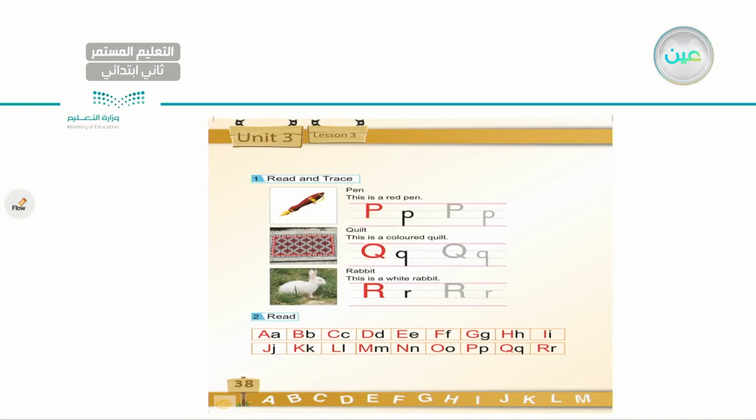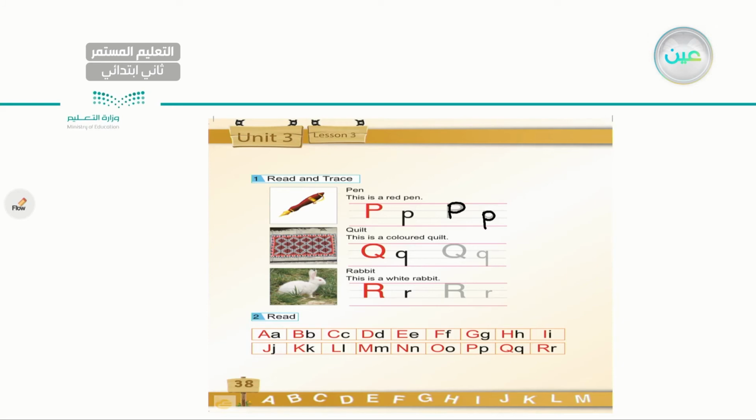Now, have your books ready at page 38, and let's go ahead and introduce our three letters. Unit 3, Lesson 3, read and trace. First letter, P. I have capital P and small p. Pen. This is a red pen. Go ahead and trace the P, capital P and small p.